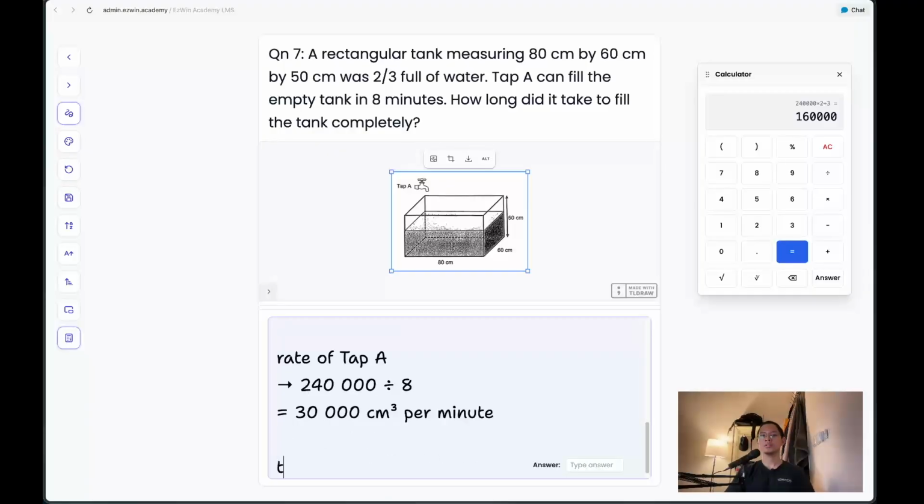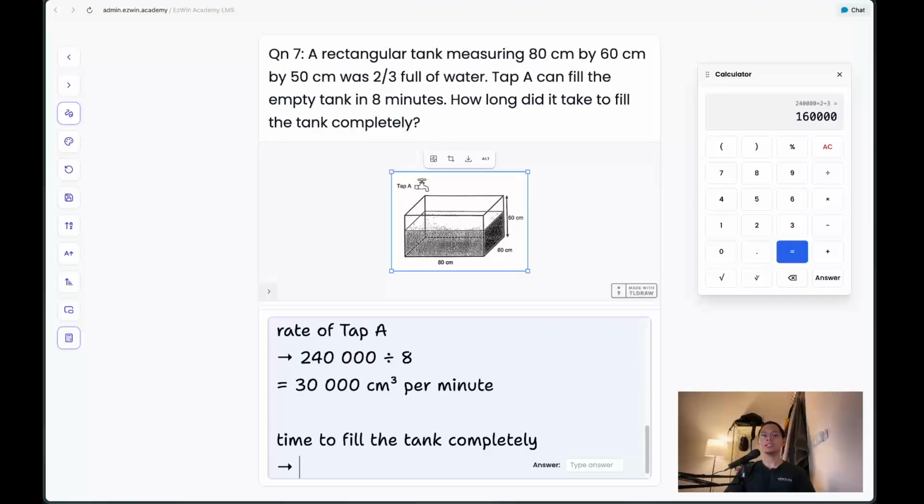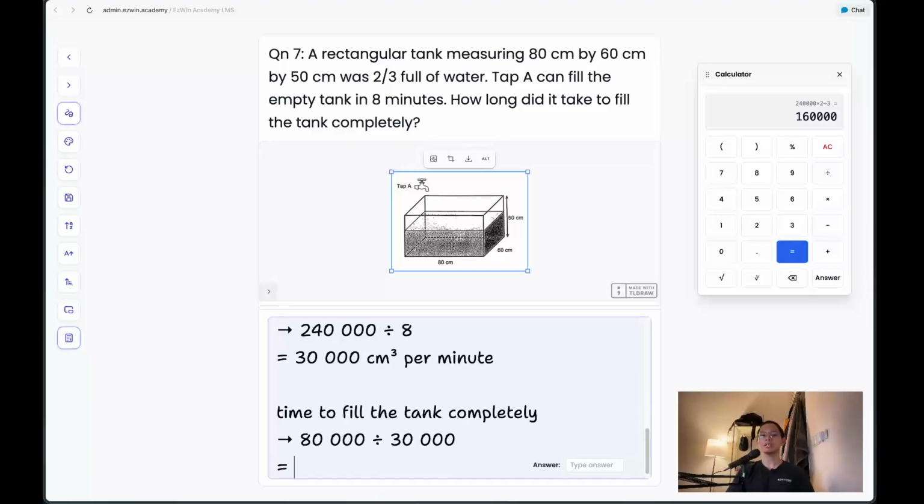So the time to fill the tank completely is basically the remaining 80,000 divided by 30,000, which is basically 8 divided by 3. And this is 2 and 2/3 minutes. So the answer is 2 2/3 of a minute.